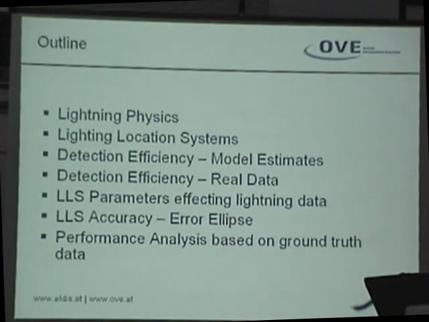I will speak about detection efficiency, how to create a model for detection efficiency, how to check detection efficiency with real data, and speak a little bit about parameters affecting the lightning location data. I will try to explain what an error ellipse is, because an error ellipse is always given as a quality parameter of a stroke. Then I will speak about the performance analysis we are doing in Austria with the Gaisberg Tower, where we check the lightning location system with real strokes to a tower.